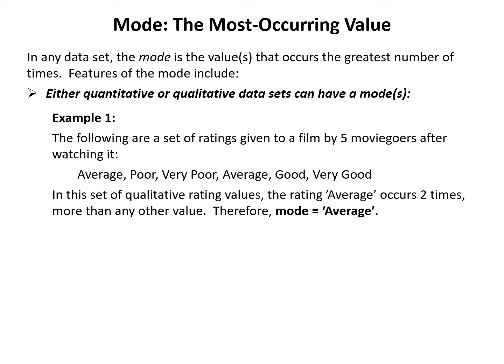So in example 1, we have a set of ratings given to a film by 5 moviegoers after they watch it. And we see the ratings are average, poor, very poor, average, good, and very good. Now in this set of qualitative rating values, the rating average occurs twice, which is more than any of the other values. So therefore, in this data set, the mode is average.